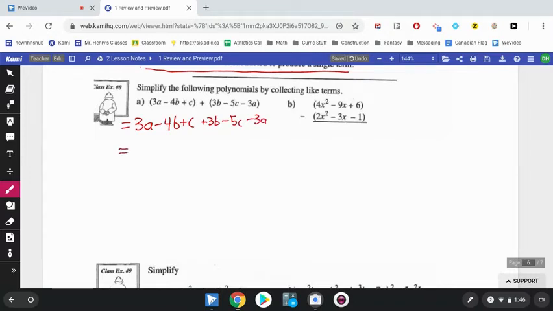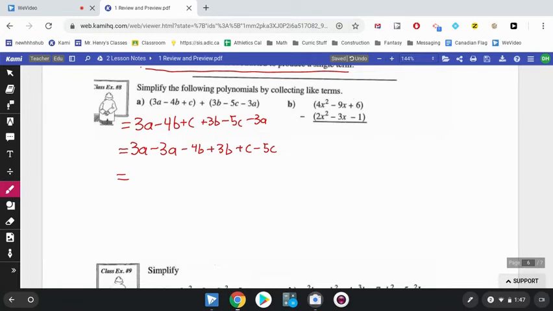The signs stay the same. Now I gather my like terms. In this example, I have a's, b's, and c's. I'll put the a's together, going alphabetical because why not? You have 3a and minus 3a. Now my b's, minus 4b plus 3b. And then my c's, plus c minus 5c. So I gathered my like terms. The a's all combine, the b's all combine, the c's all combine.